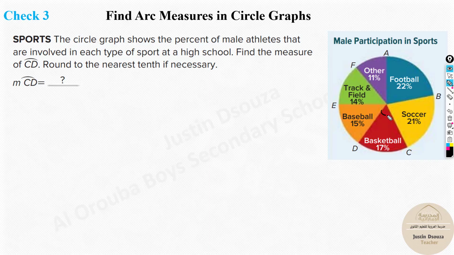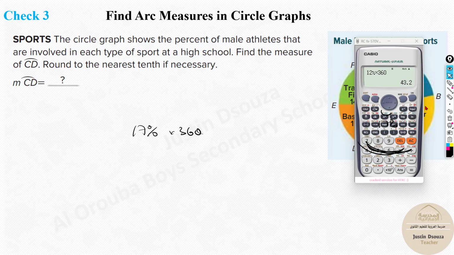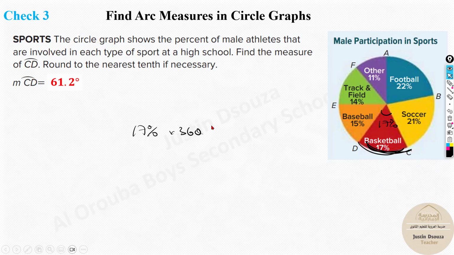Here, it's 17%. We don't know the angle. How much is this arc? How do we find it? 17% multiplied by 360. That's the total circle. That's it. You will get the answer. We will have to use our calculators. All you need to do is 17%. You can use the symbol or 0.17 multiplied by 360. And here the answer is 61.2 degrees.